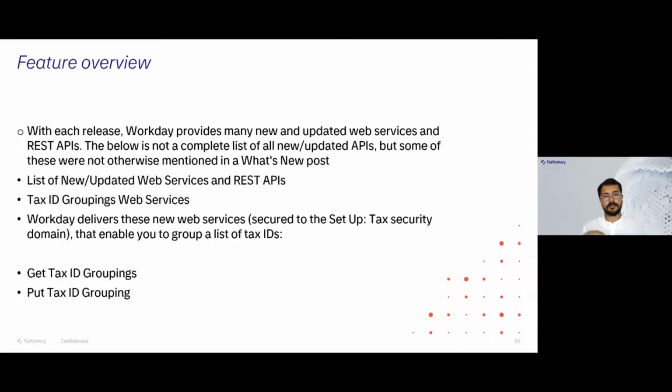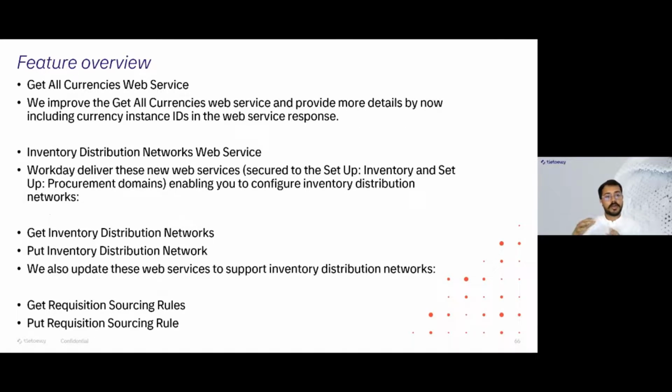We have many web services getting updated which were not even in the What's New post. So you have the tax ID grouping web service, then tax security domain, you have get tax ID groupings, put tax ID groupings, then you have the get all currency web service. In the get all currency web service, they are improving the web service. Not to get into details of what exactly they are doing with each, they are improving the functionality of all the web services so that we can capture the data and connection in a much easier way.